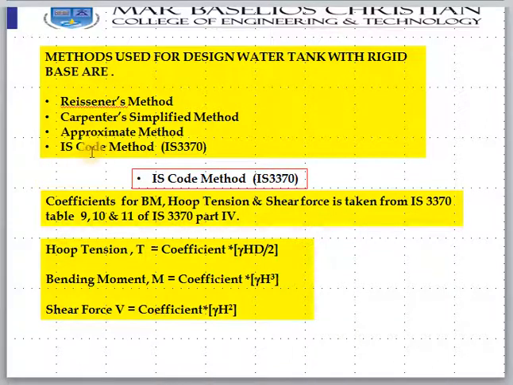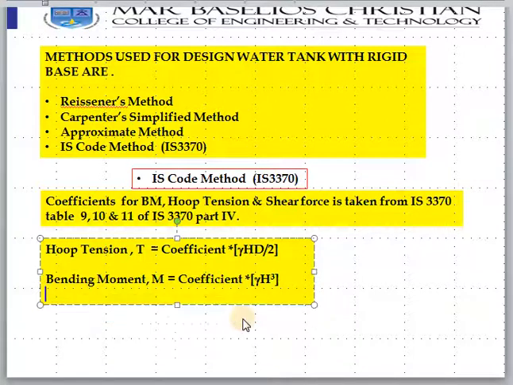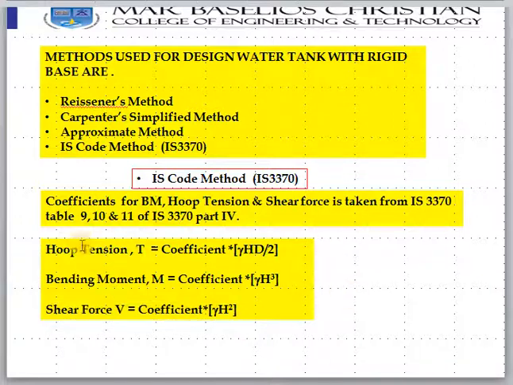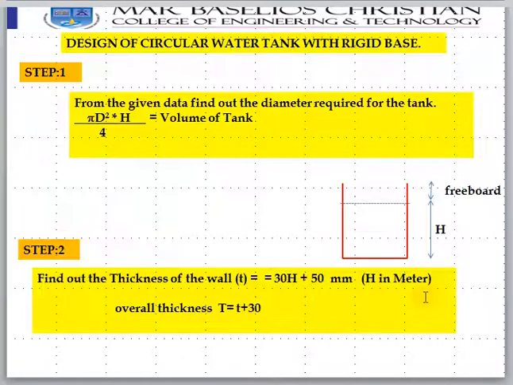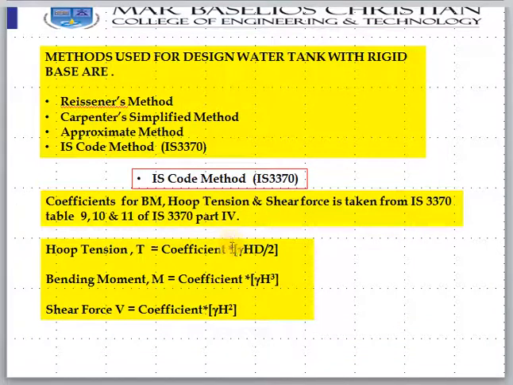So from the IS code method, what you are going to find out are the coefficients for hoop tension, bending moment and shear force. But shear force is not that predominant in a water tank, so normally we don't consider it. We will be taking only the coefficients for T to find out hoop tension, and the coefficient for bending moment to find out bending moment. And this is the formula for finding out tension, because it is there in the code.